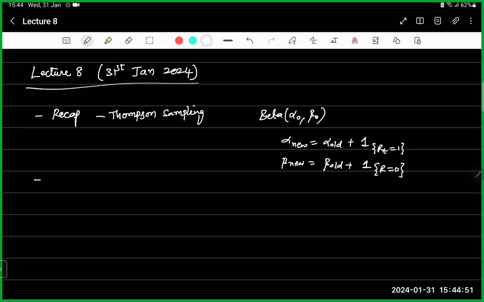Today's lecture, what we'll see is a set of algorithms called policy gradient methods. And if time permits, I'll try to quickly tell what are called contextual bandits. So till now, whatever we have done, we have assumed that there are some finite number of arms, right? In UCB also, we sampled each arm once and then we did something. Initially, we sampled every arm once.